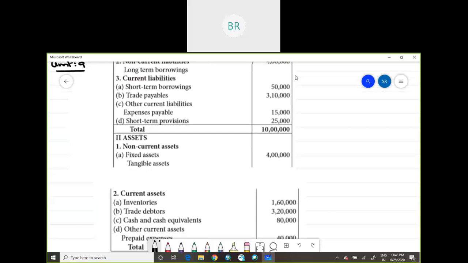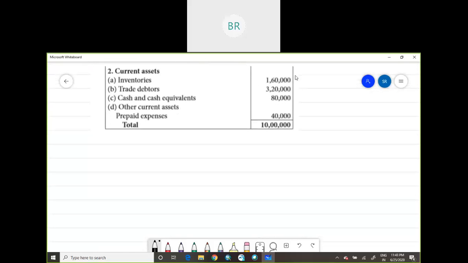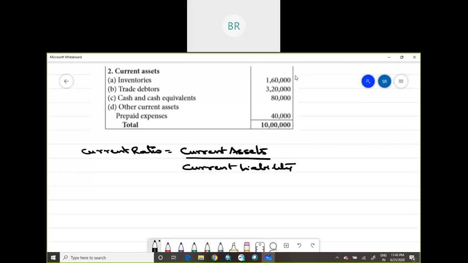So current ratio, what is the formula for the current ratio? Current ratio is equal to current assets divided by current liability. Now let us total the current assets. Here it is very easy. We have given you the current assets, so it's easy for us to total. You have your inventories plus trade debtors, cash and cash equivalent. So we write cash plus prepaid.